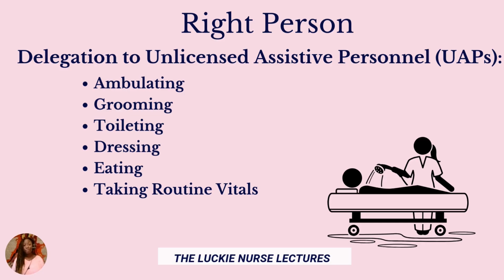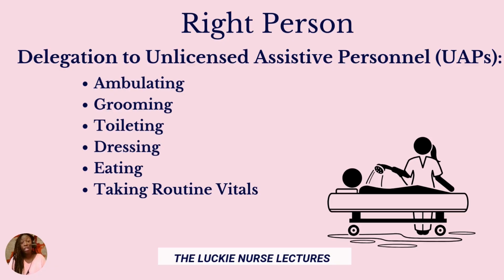So, assuming that the patient is stable, the RN can delegate any of these tasks and can honestly delegate any task that falls under the category of activities of daily living, or ADLs for short, to the UAP. So that would include ambulating. So this could be walking, sitting, standing, laying down, or getting up. Grooming. So that would include brushing a patient's teeth, brushing their hair, bathing the patient, shaving the patient.